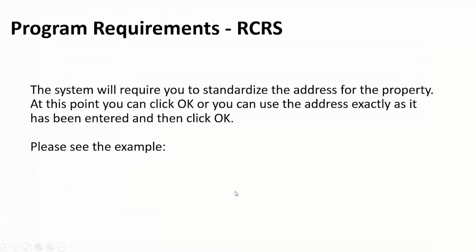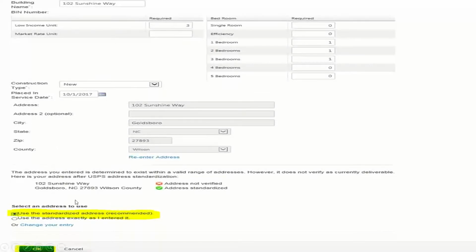I want you to be aware that the system will require you to standardize the address for the property. At this point, you can click OK, or you can use the address exactly as it has been entered and then click OK. So I wanted to show you an example of this. Don't be alarmed when you get this message. Basically, it's just making you verify that what you've entered is the address that you want to use. So you can click Use the standardized address and click OK.